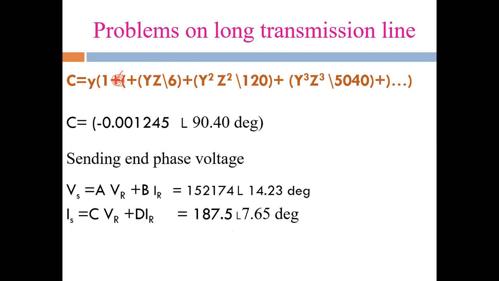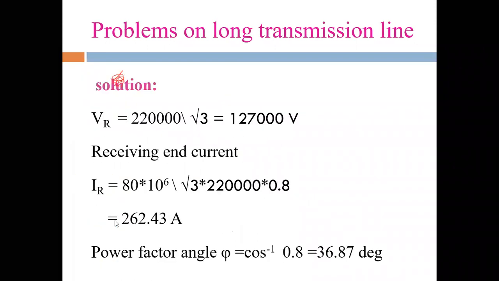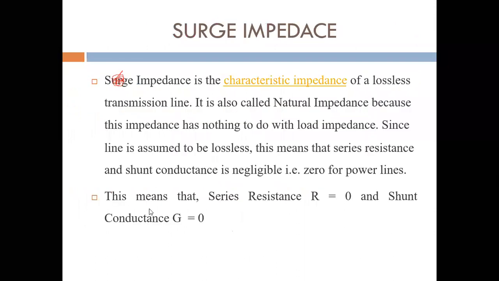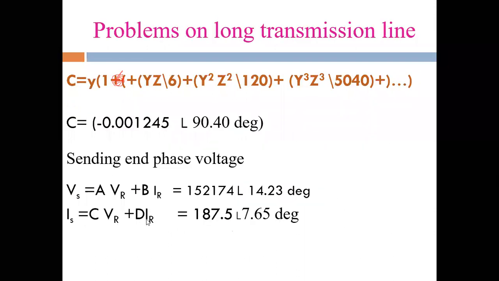What is the generalized equation for that Is? Is is equal to CVR plus DIR. In that, what is the value for that C? That is minus 0.001245 at an angle of 90.40 into, what is the value for that VR? VR is equal to 127,000 at an angle of 0 degrees, plus DIR.